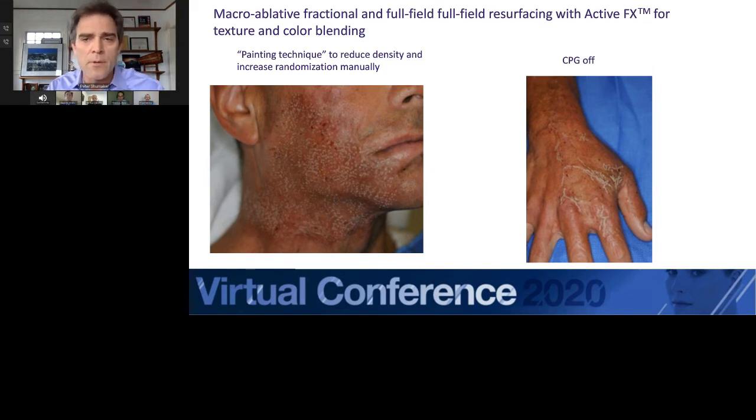Or you can turn the computer pattern generator off and just whittle down the ridges and corrugations that you often see, for example, at junctions of split thickness skin grafts and other areas.